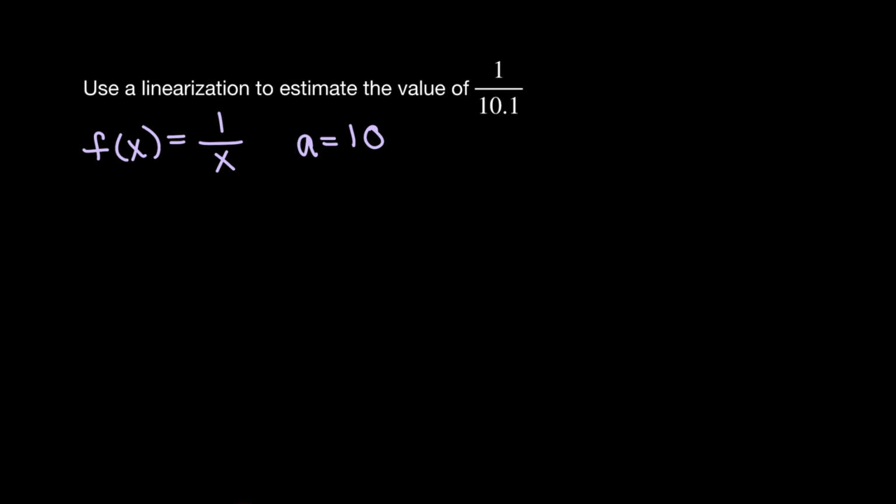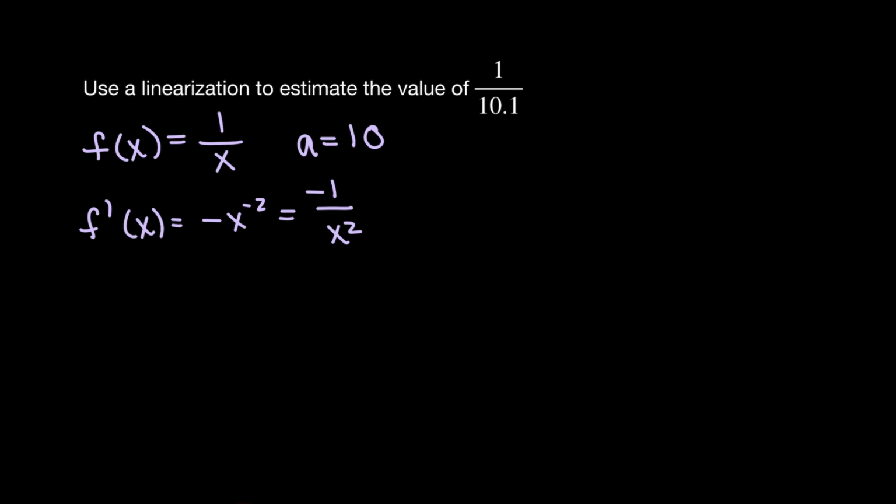So that's my function. Then I need to pick a point of tangency, a place where I want to create my linearization. And what you want to do is pick a nice number that's easy to work with, that is close to the value you want to find. So notice I want to see what is 1 divided by 10.1. So I'm going to linearize around 10. 10 is a nice whole number, it's easy to work with, and it's pretty close to 10.1. So what we're going to do is come up with our tangent line to the function f of x equals 1 over x at x equal 10.